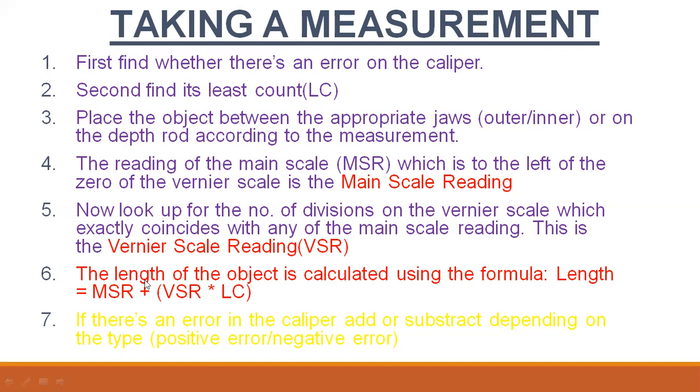ठीक है. The length of the object is calculated by using the formula MSR plus VSR into the least count. If there is an error in the vernier caliper, positive error थी, negative error थी, according to that you have to either add or subtract depending upon the error type.